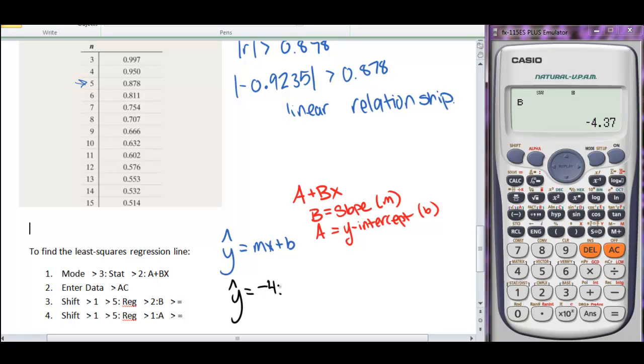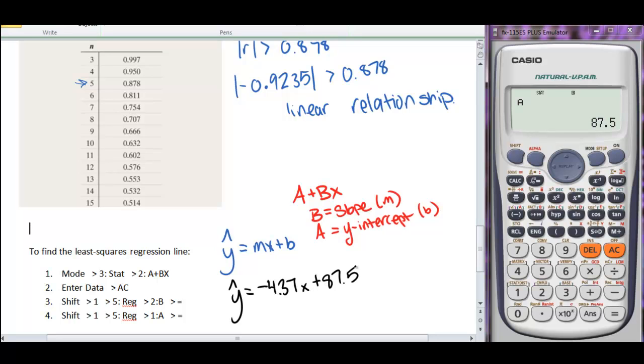So we have negative 4.37x, and now we need to find the a, or our y-intercept. Now, to get our y-intercept, or using the a plus bx, we're looking for that a. We're going to again do Shift 1 to get to our stat menu. We're interested in regression, so number 5, and then number 1 for the A, and hit equals, and this gives us 87.5. So we're going to have plus 87.5. So our y hat equals negative 4.37x plus 87.5.